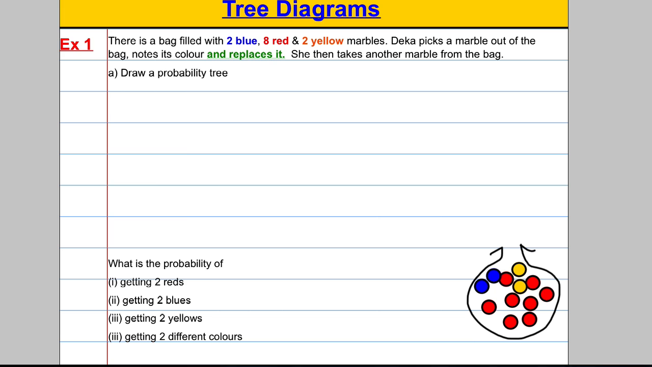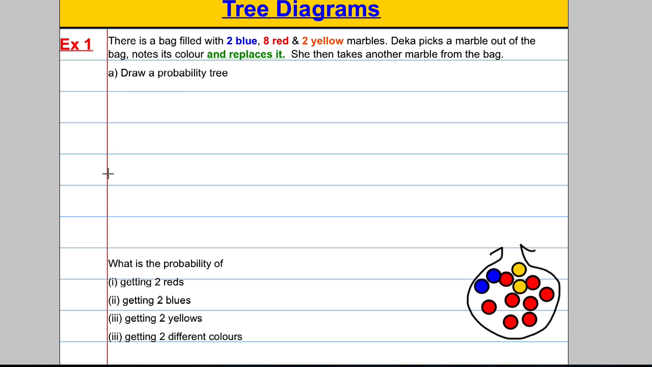Now, imagine there was a bag filled with 2 blue, 8 red and 2 yellow marbles. Decca picks a marble out of the bag, notes its colour and replaces it. She then picks another marble from the bag. Draw a probability tree. So there are two events that happen. She takes a marble, she looks at it and puts it back, and she takes another one. So we're going to do a probability tree with two events happening, and at each stage 3 things could happen.